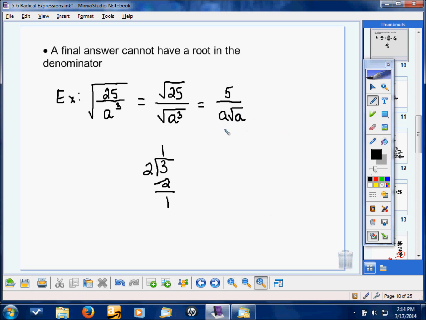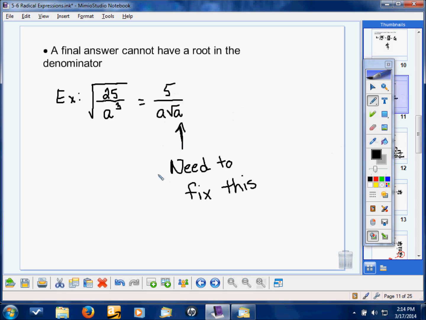So we need to find a way to get rid of this root in the denominator. Okay, and that's the steps that I'm going to show you. This is why it's so important to pay attention, because this answer would not be considered correct. We have to go further. So we need to fix this.